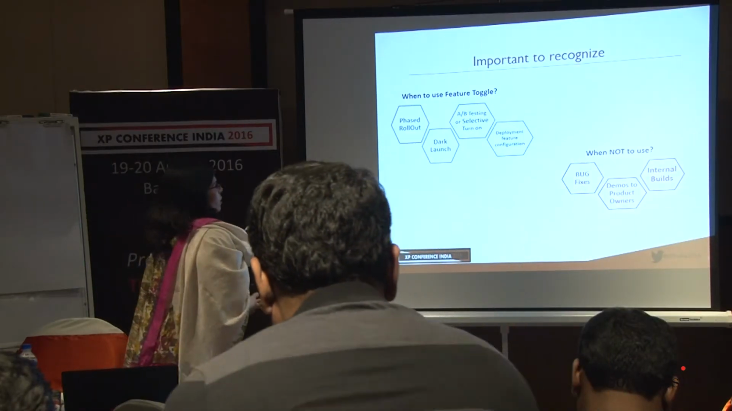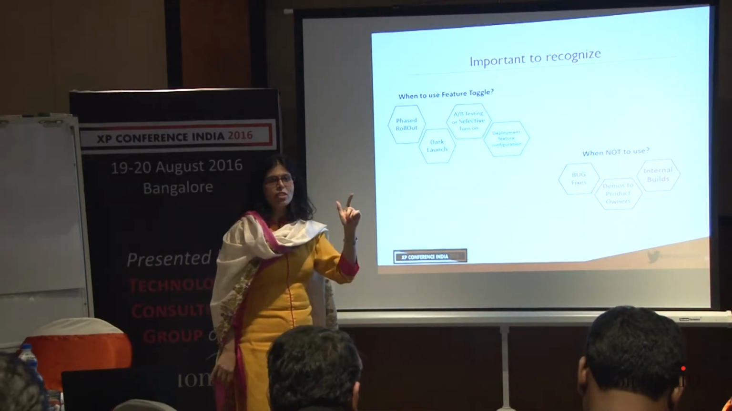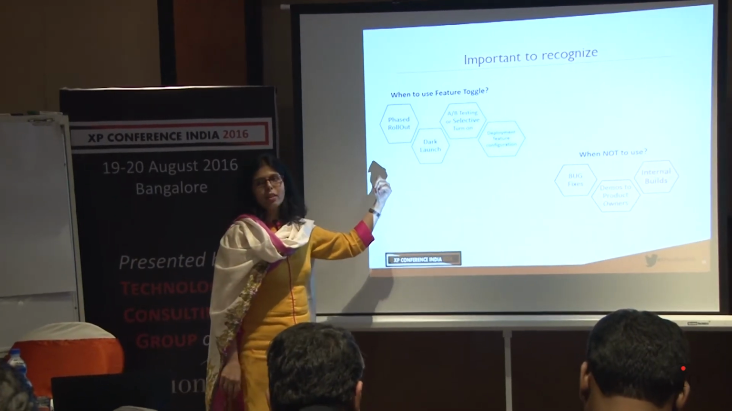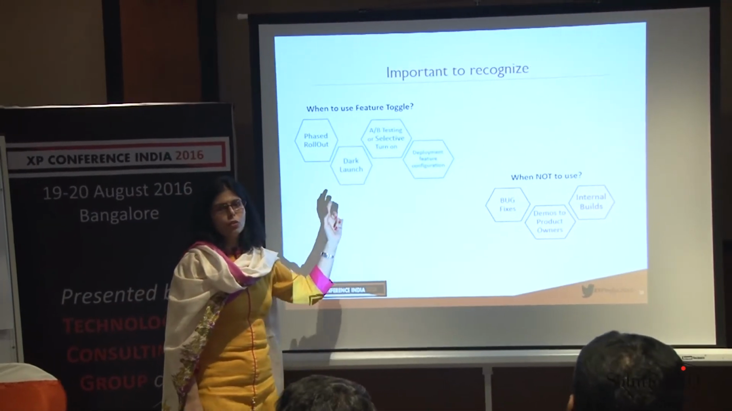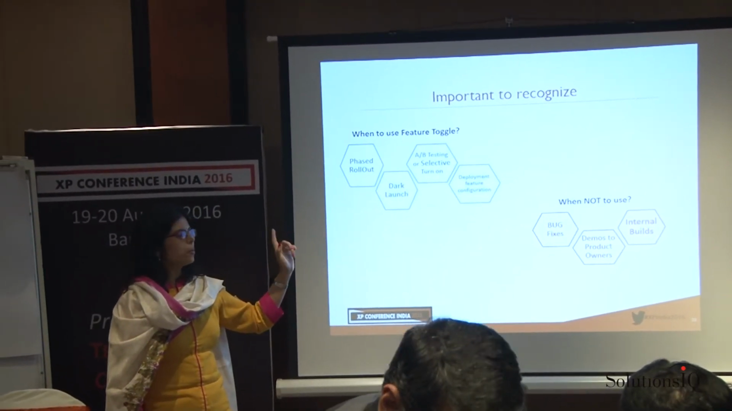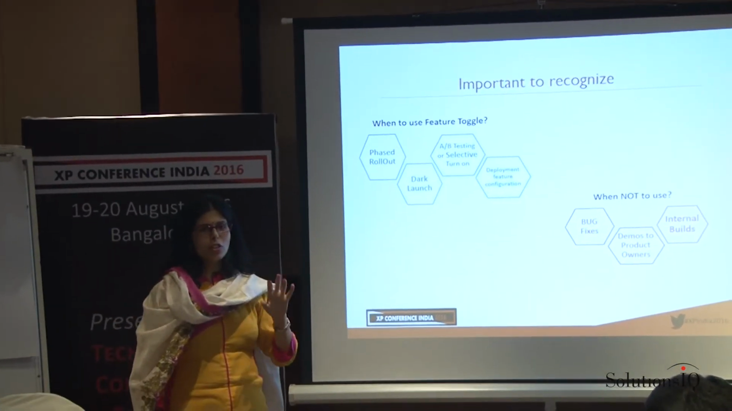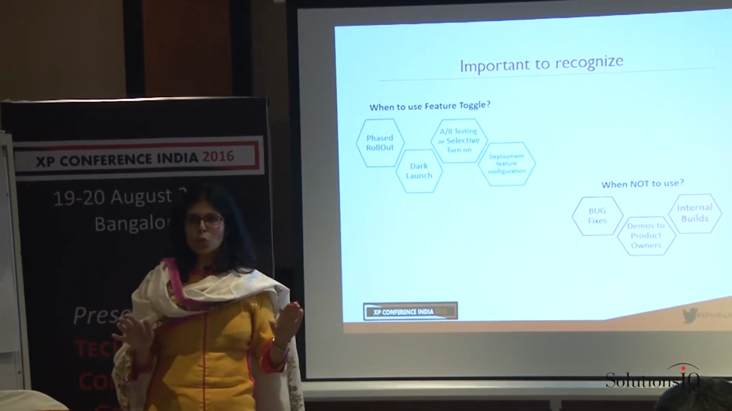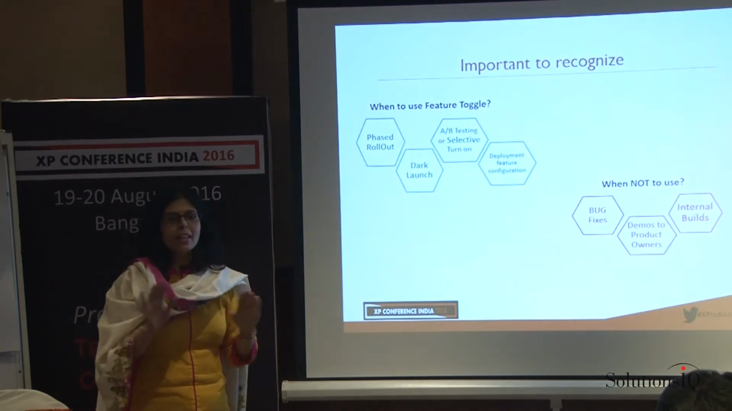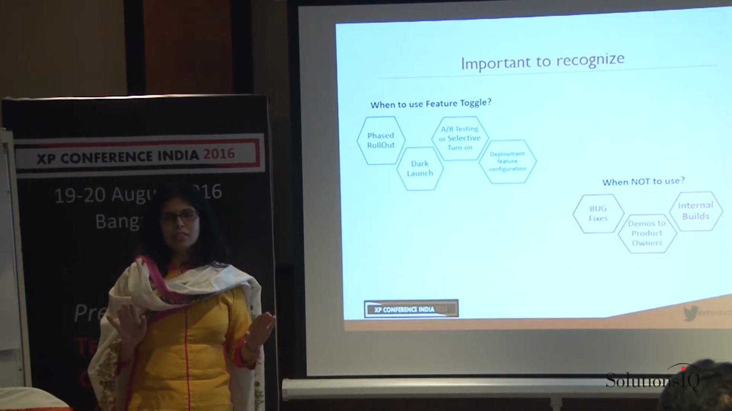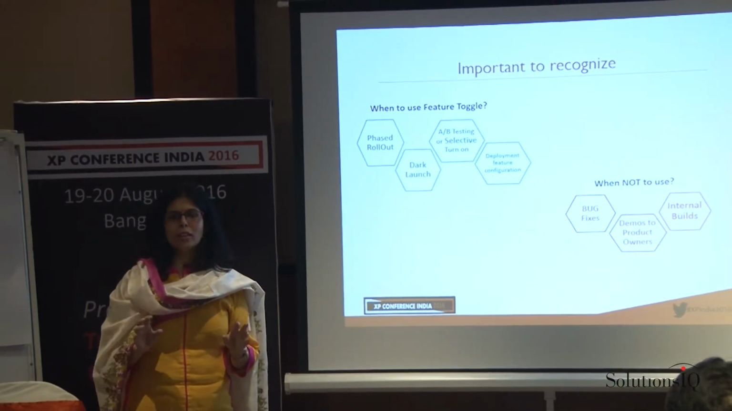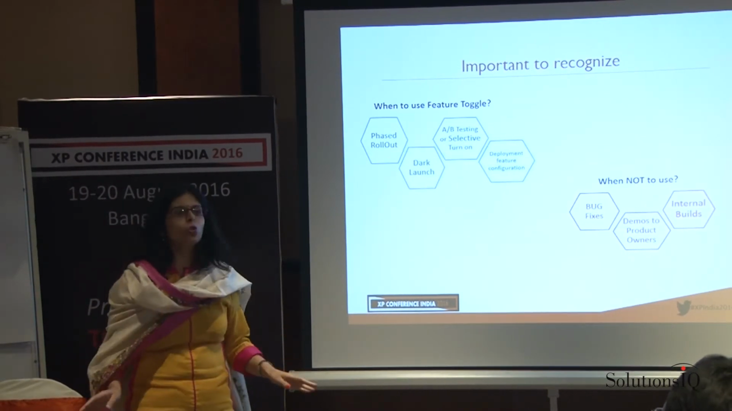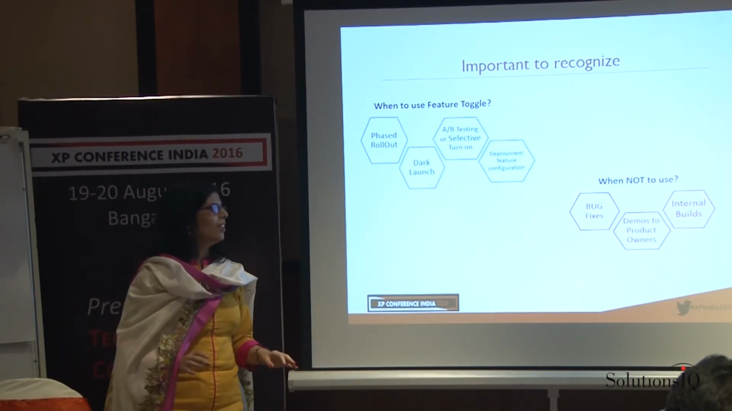When to use the feature toggle? The exact reason of why comes into when. For phased rollouts, for dark launch of a feature, for A/B testing, or for a feature which you want to be switched on or off for deployment. When not to use is more important. Please don't use it for bug fixes. That this time, let me do it, I'll fix it in the next sprint. Don't do that. I'll tell you it's a blunder.